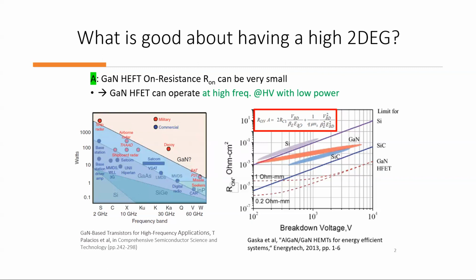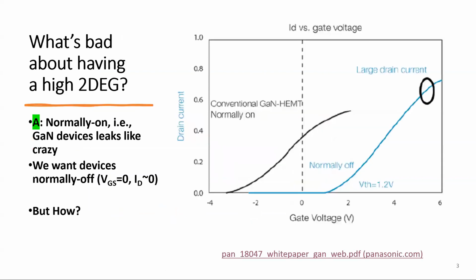Oh, very nice. Of course, but it has problems. What's bad about having a high 2D electron gas? Well, you've got to pay the price. That's how nature works. There's nothing free in this world. It's a normally-on device, so you leak like crazy. If you look at this, when gate voltage is at zero, it already has pretty decent drain currents. And that's not what you want, right? Because you haven't asked it to do something yet, and you start to leak. And that means there's wasted power.